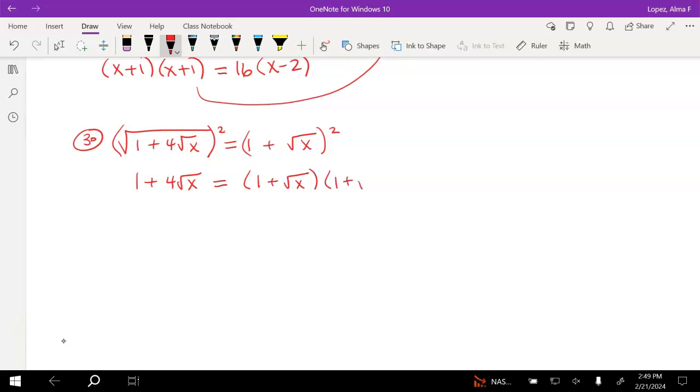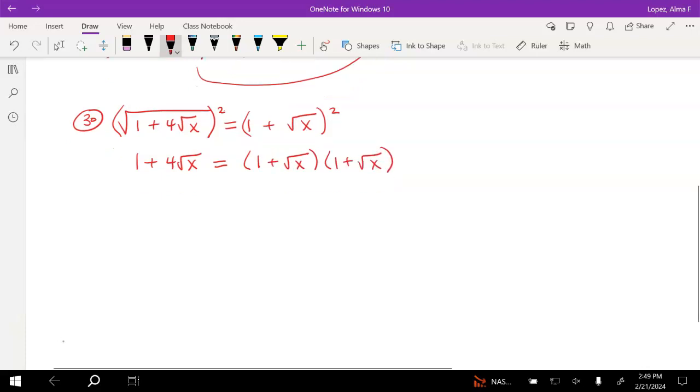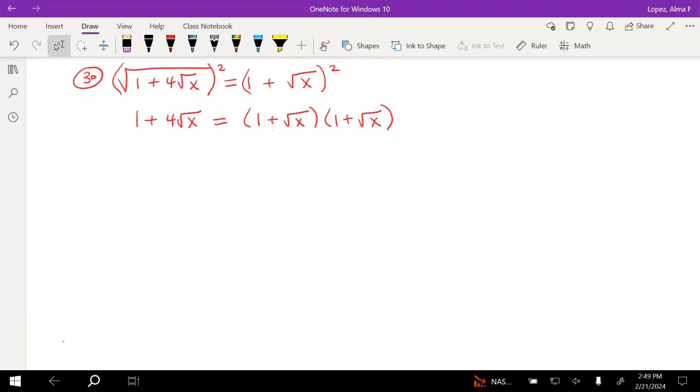And now we'll do our FOIL process on the right. We have 1 plus 4 square roots of x equals. Now let's start by distributing the 1. 1 times 1 is 1. 1 times the square root of x is 1 square root of x. Then I'll scoot over and distribute the square root of x onto the second parentheses. The square root of x times 1 is 1 square root of x. The square root of x times the square root of x is plus x.